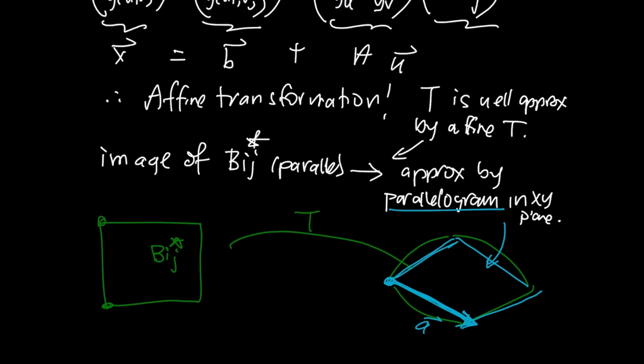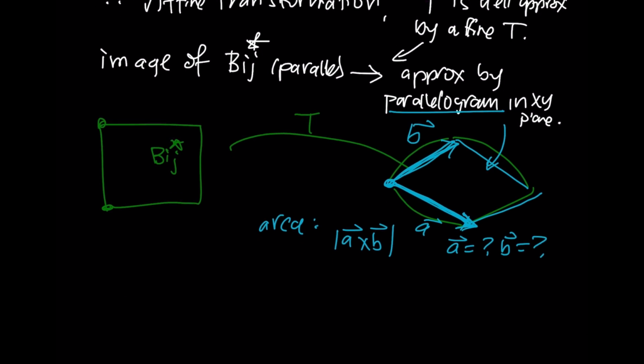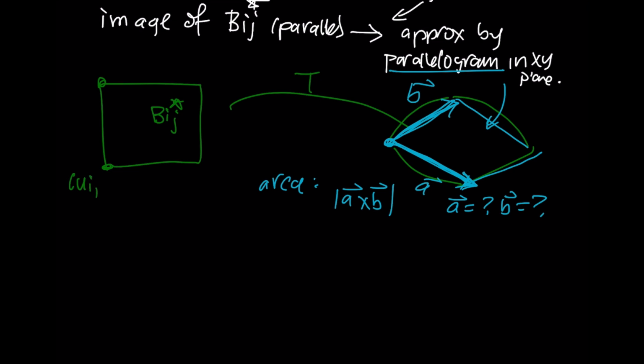If we've got a parallelogram and we know a vector on this side and we know a vector on this side, the area of this parallelogram will simply be A cross B. We need to know what these A and B vectors are going to be. Take this point here in the corner to be ui and vj, and we'll say that it maps to this point, T of ui and vj. Now, the other points we're going to be interested in here are ui plus delta u and vj, and this point up here, ui and vj plus delta v.